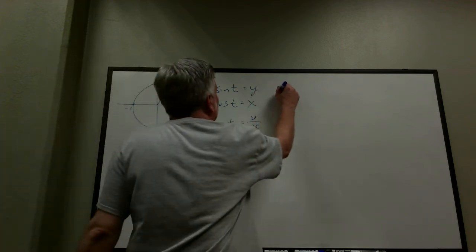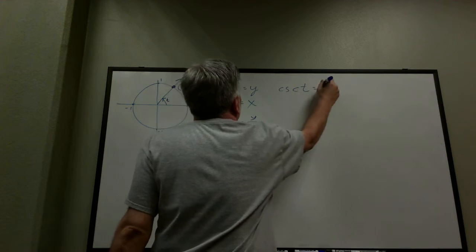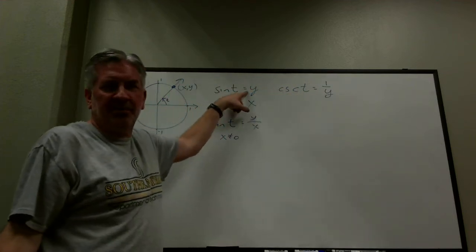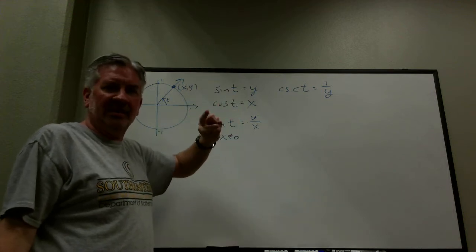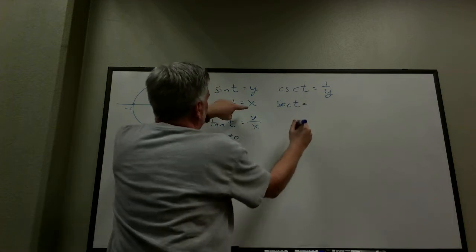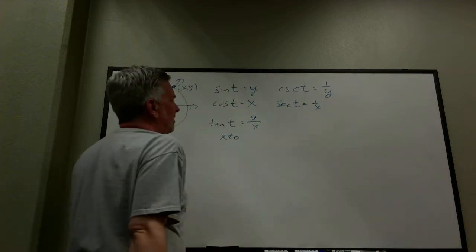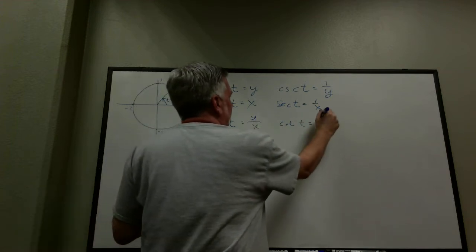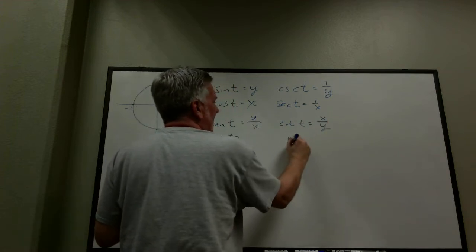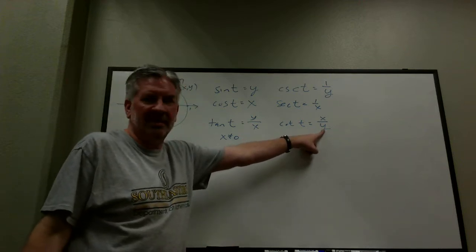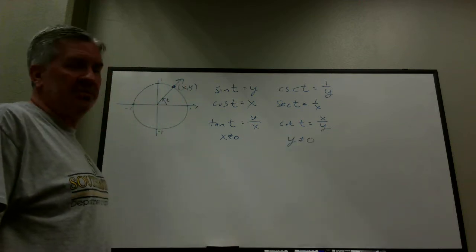Now cosecant of t is 1 over y. I'm getting ahead of myself, but notice sine and cosecant are reciprocals of one another. When you say 1 over something, that's taking the reciprocal. Secant of t is the reciprocal of x. And cotangent of t is the reciprocal of tangent. It's x over y, but here you can't have y being 0, because if y is 0, you're dividing by 0, and that's undefined. So there's your 6 trig functions.